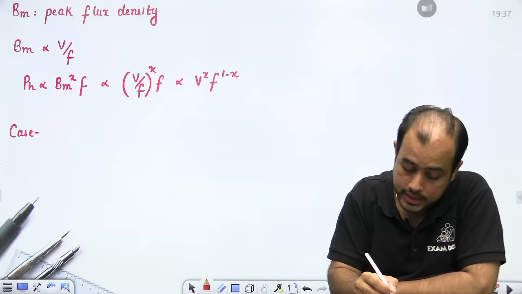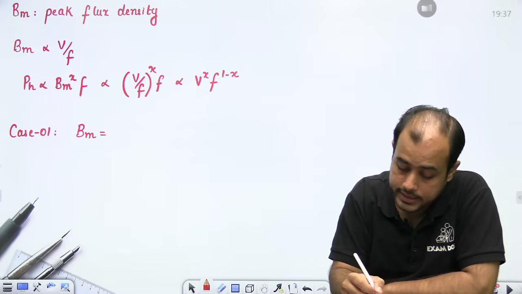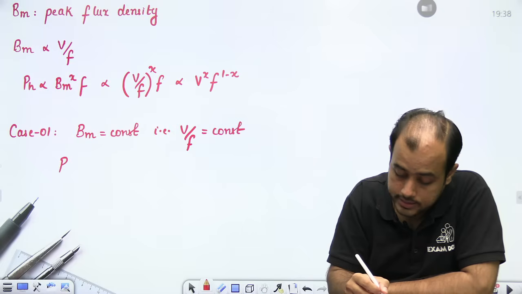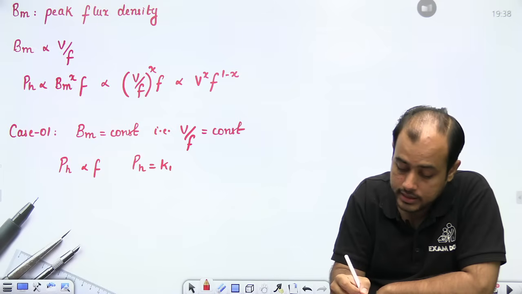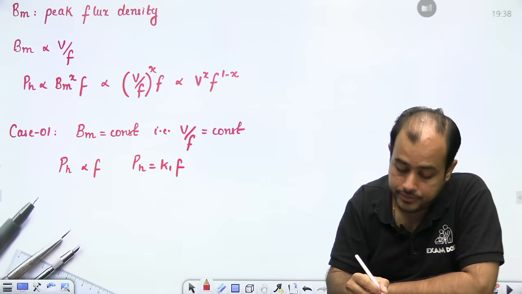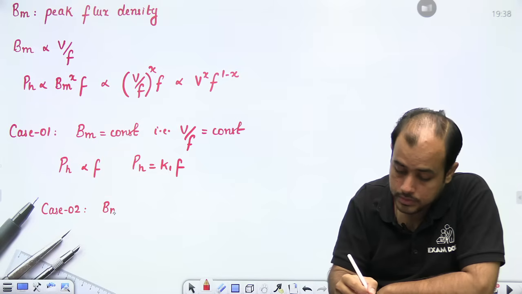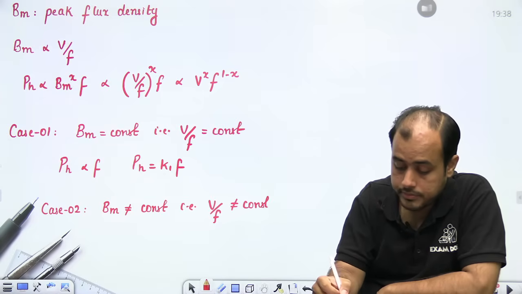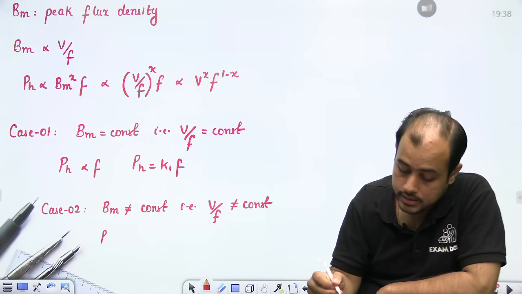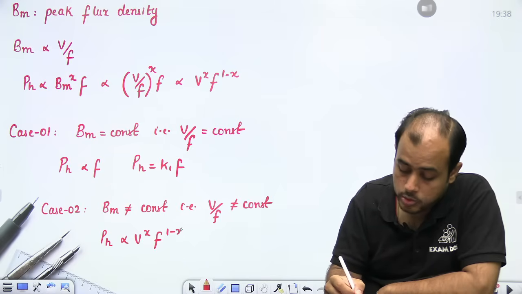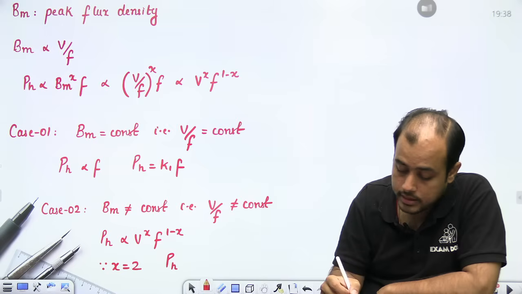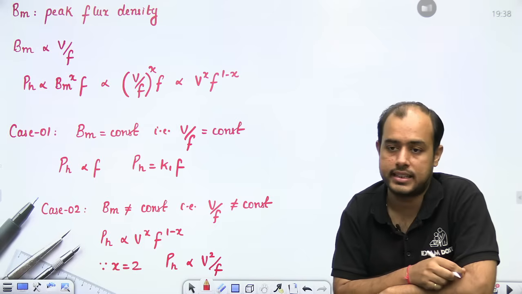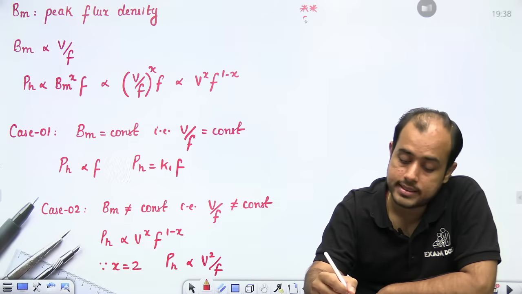Okay. So case 1. If BM is constant, that is V by F is constant, hysteresis loss is proportional to F, or you can write K1 F. अगर V by F constant रखोगे it is K1 F. Case 2. BM is not constant. Hysteresis loss is proportional to V to the power X, F to the power 1 minus X, and since X is 2, it is proportional to V square by F. ये V square by F के proportional आ जाता है. Understood बेटा?